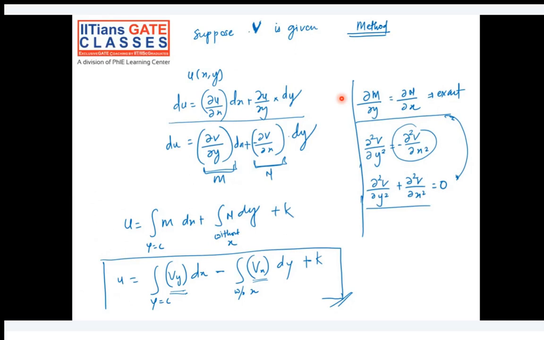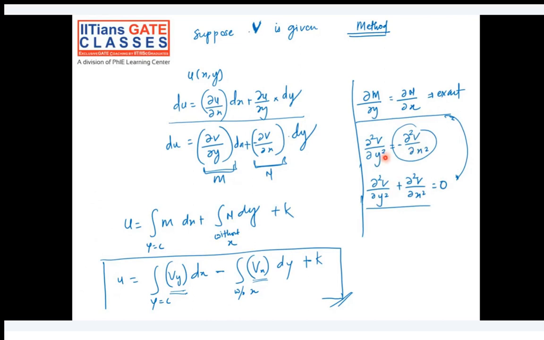So it should satisfy the analyticity criteria. And first thing is what? As I already mentioned, if it is harmonic, the function satisfies the Laplace equation. And what is the Laplace equation? Del square V equal to 0, or in other words, dou 2V by dou x square plus dou 2V by dou y square equal to 0. Can you write it like this? Dou 2V by dou y square equal to minus dou 2V by dou x square, right?